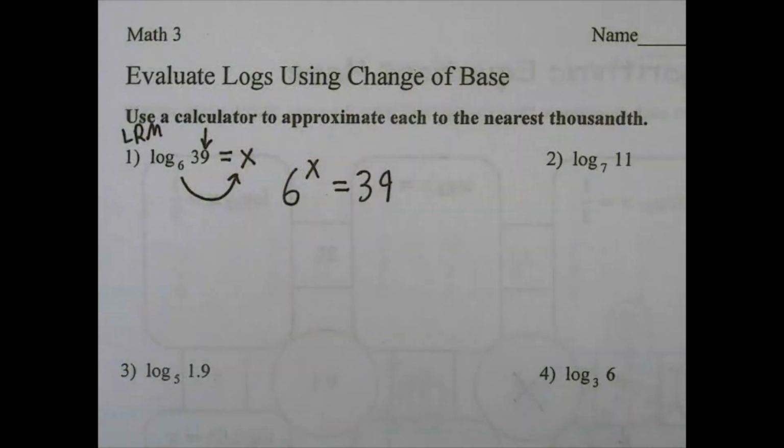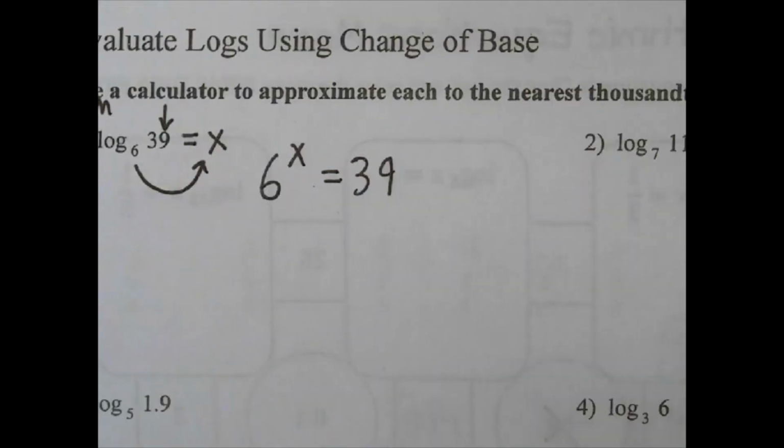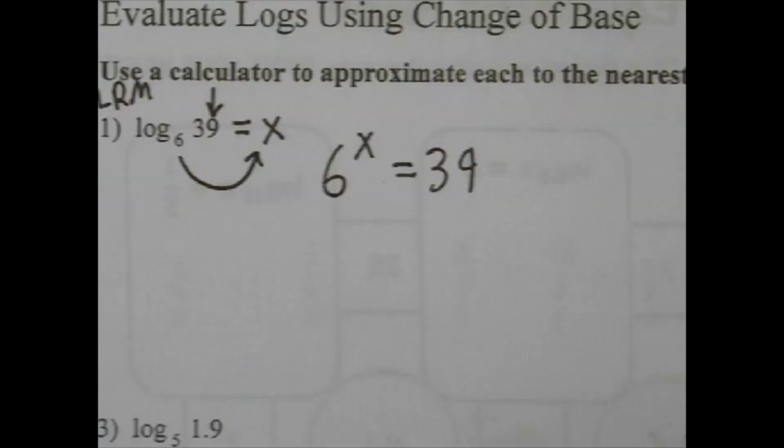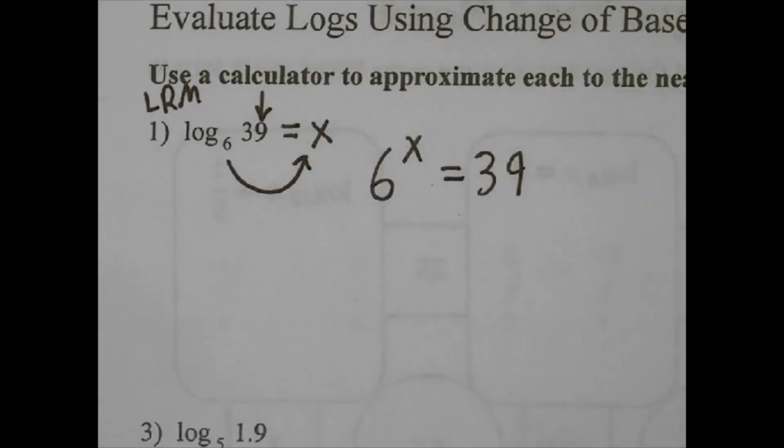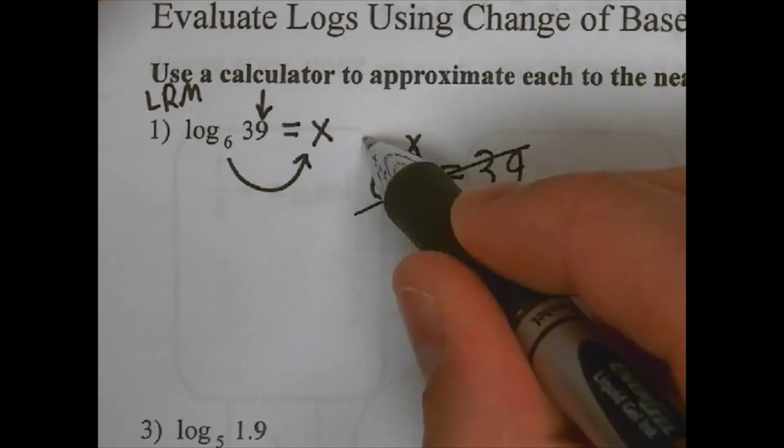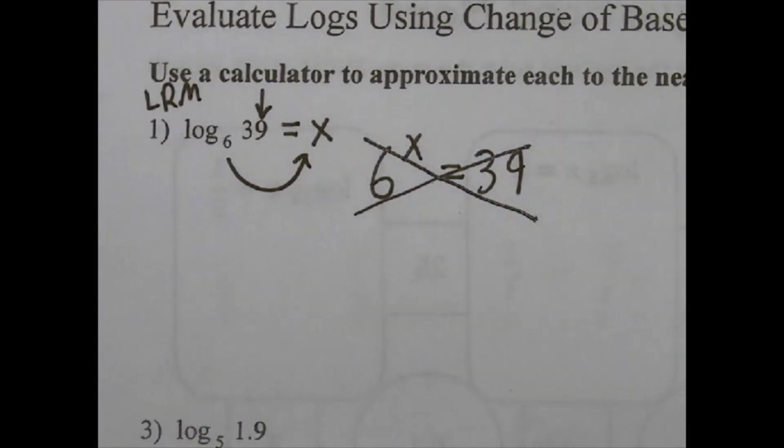So, okay, if I put in 2 here, 6 squared is 36. It's not 39. If I put a 3, it's going to be 216. So this is not clean at all. I'm not able to actually use this way just because of the way the setup is. So there's got to be another way we can solve it, and this is what we need to do.